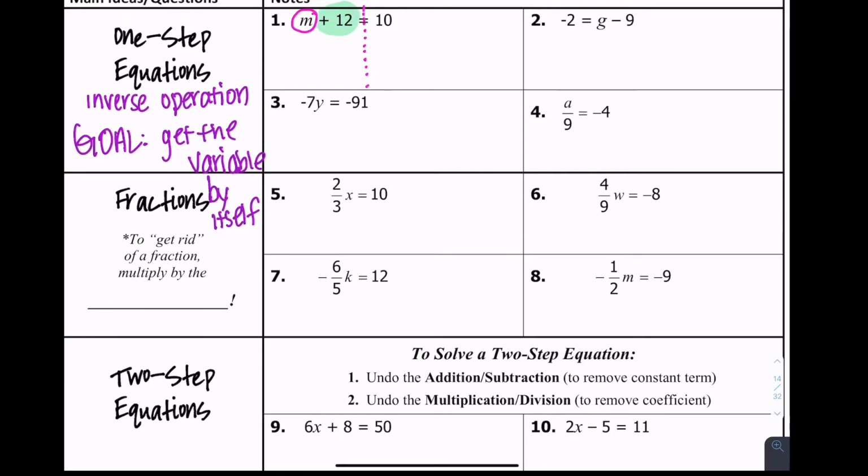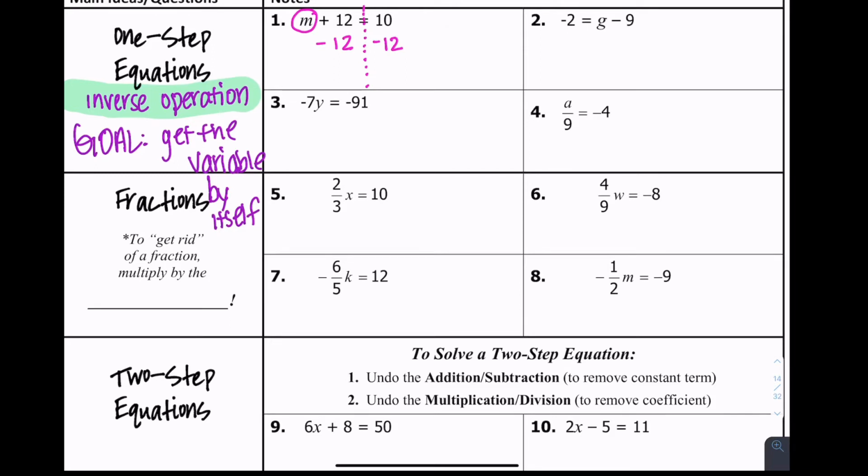So what we're going to look at right now is this 12. I want to bring this 12 to the other side. Why 12? Well, what did we say we're trying to get by itself? I'm trying to get the variable m alone. So I want to move everything else. To move everything else, I do the inverse. The inverse of addition is subtraction. So I subtract from both sides.